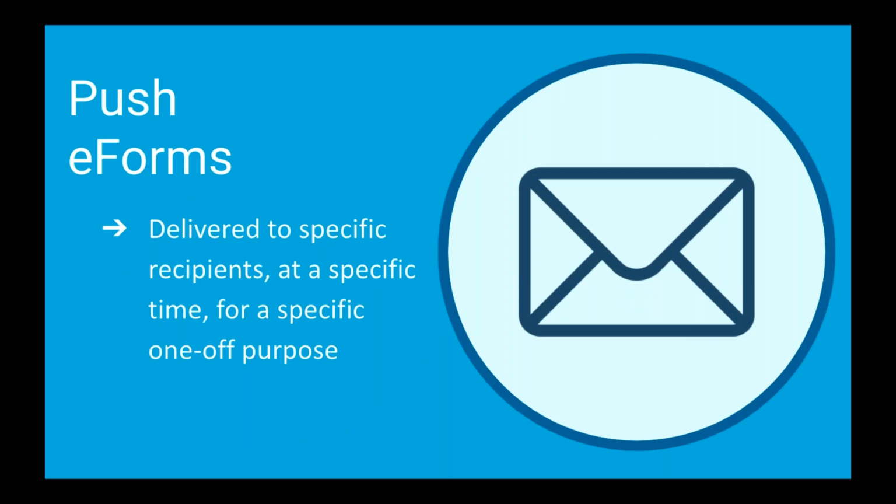The other main type that you need to be able to enable and think about how you're going to deliver are known as push forms. Push forms are distributed directly to specific recipients at a specific time for a specific one-off purpose. So you want to use these for things like collecting consents for a certain school trip, attaining acknowledgements for a new school policy update, or maybe verifying student medical information before a sports carnival. Things of that nature.